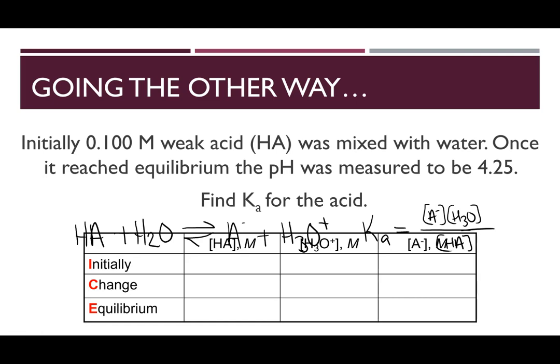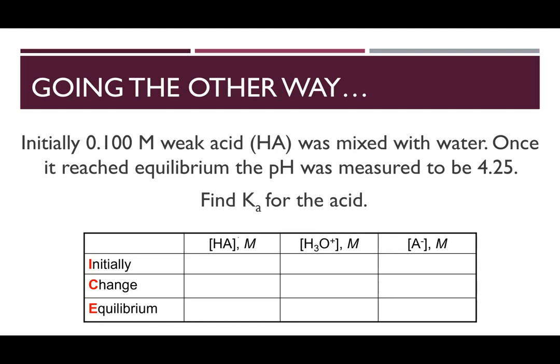So here's our ice table. Let me clear off some of this stuff. Here's our ice table with our reactants and then our two products. Okay. So initially, a weak acid was at 0.1 molar. So initially, we're going to have that 0.1 molar here. And there's no mention of the other two. So we're going to put 0 and 0.